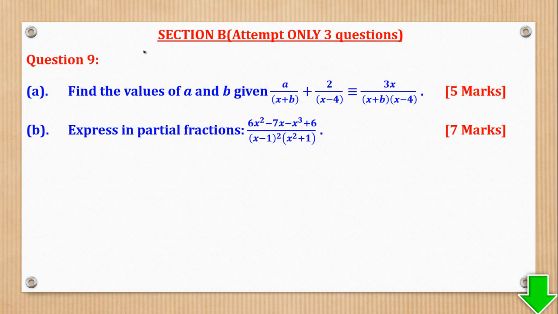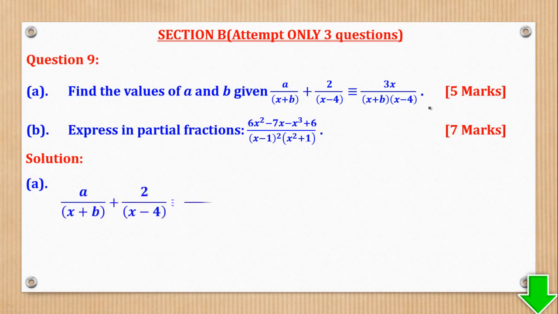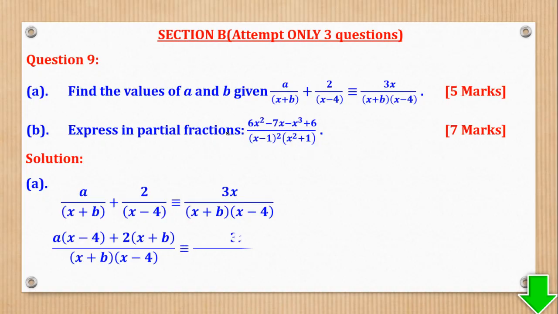So that was section A. Now we shall go to section B. Question 9 says, part A, find the values of A and B given that this is equivalent to that. So that is now under partial fractions. I think let's first deal with that. Under partial fractions, we shall first get everything under the same LCM, then we can equate the numerators. But don't forget the equivalent sign.